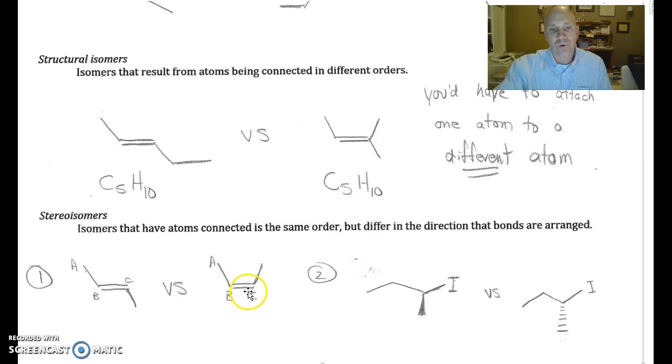All right. So the thing is though that they have the exact same groups attached to the same atoms. If you look at this, to B, we've got a methyl group. Same thing over here. To C over here, we've got a methyl group. To C over here, we've got a methyl group. So to get from one to the other, even though you can't rotate around it, the difference has to do with the direction, not the actual atom that it's bonded to.